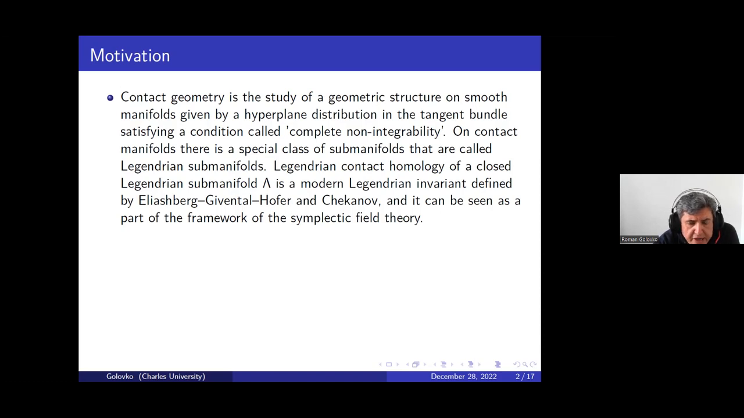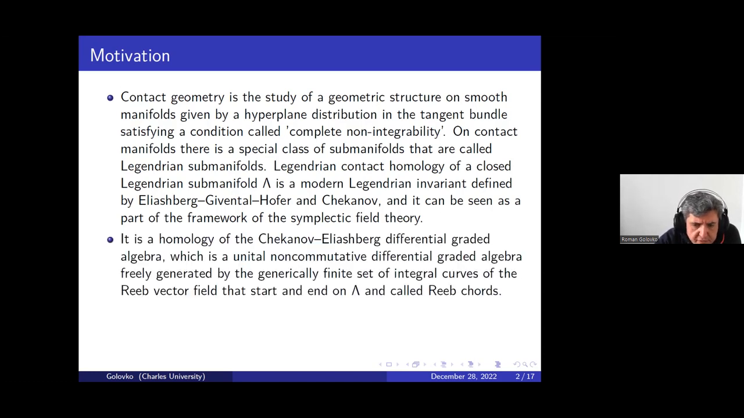Today, I would like to study an algebraic one. This is a modern invariant, defined by Eliashberg, Givental and Hofer, and independently by Yuri Chekanov. It can be seen as a part of the so-called symplectic field theory framework. The homology theory that I would like to talk about is a homology of a certain differential graded algebra. This differential graded algebra is called the Chekanov-Eliashberg algebra, named after Yuri Chekanov and Yasha Eliashberg. It is a unital non-commutative differential graded algebra, which is freely generated by some generically finite set of objects. And these objects are of geometric nature.